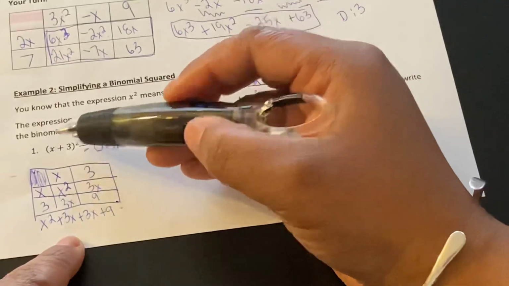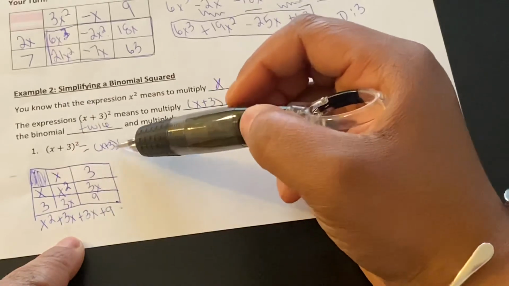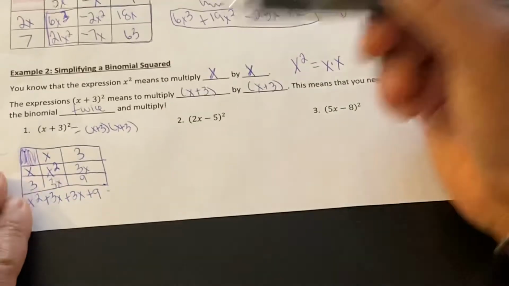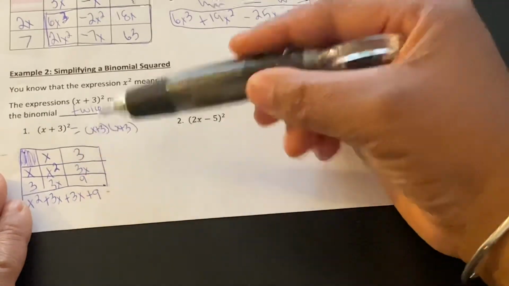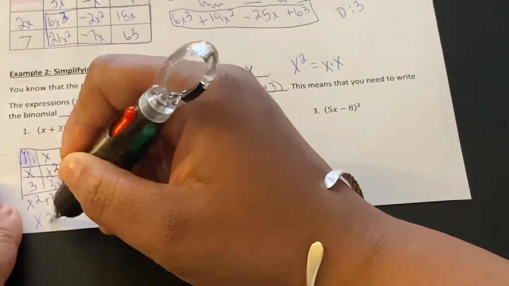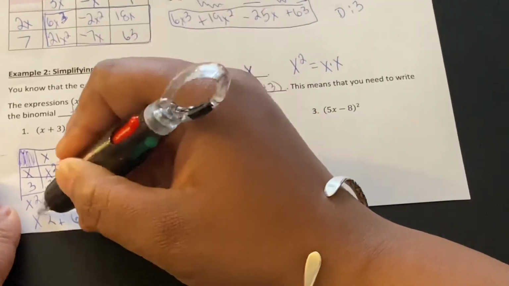The only thing that changes is that I had to know that this x plus 3 squared was equal to x plus 3 times x plus 3. That's the only difference. Once you have this binomial, you know how to do the box method so far. Combine your like terms: x squared plus 6x plus 9. That is my answer.